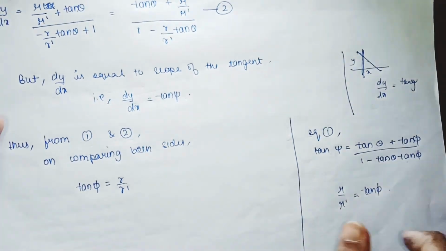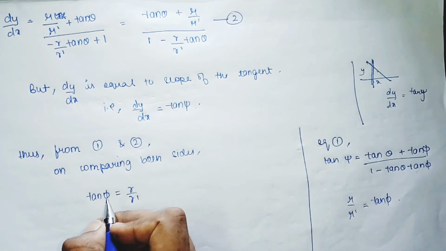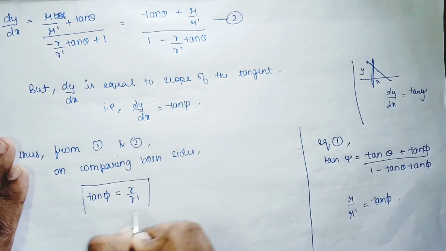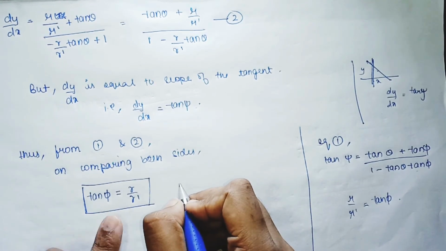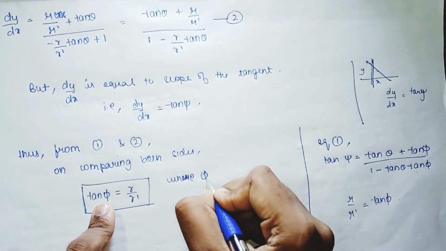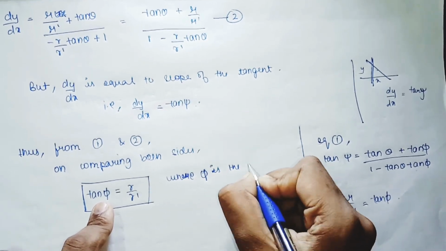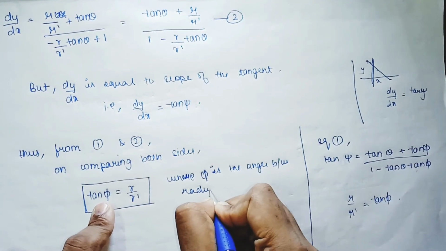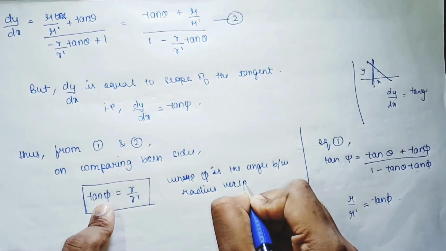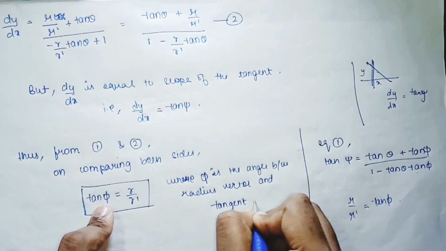So from both the equations, comparing both sides, we conclude that tan phi is equal to r by r dash, where phi is the angle between the radius vector and tangent. That's it. Hence we have proved the derivation.